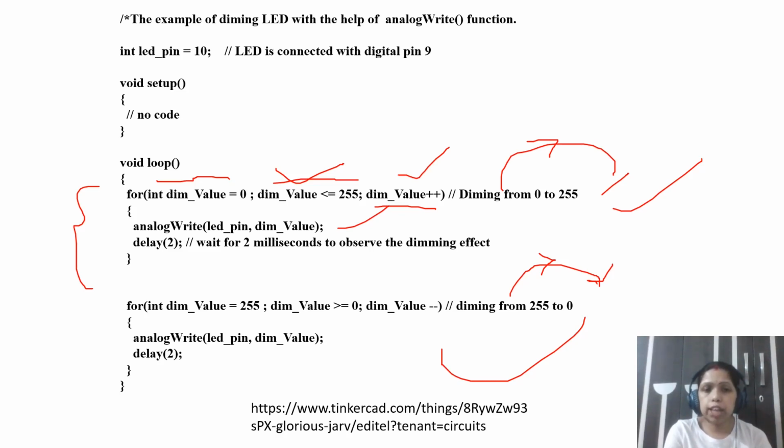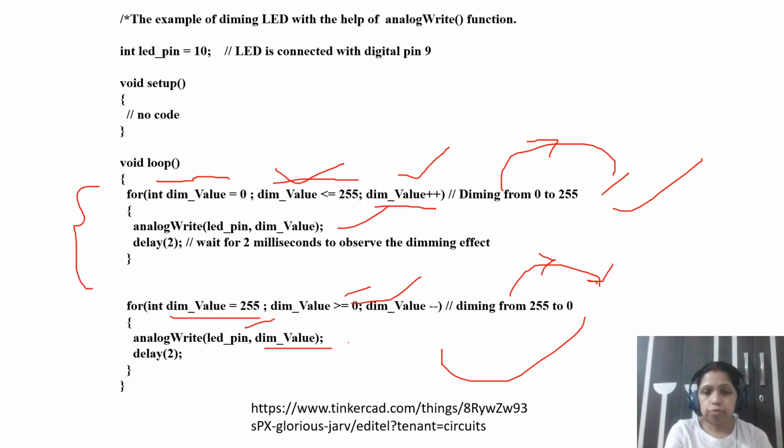So the initial value is 255. What is the maximum condition? It should not be less than 0, right? The value should be greater than or equal to 0. In this case first it will be 255, then it will decrease, 254, 250, up to 0. So when it is 255, this code will be executed: analogWrite, within the bracket I am mentioning the LED pin where I have stored pin number 10, and the value, which I am declaring as dimValue.